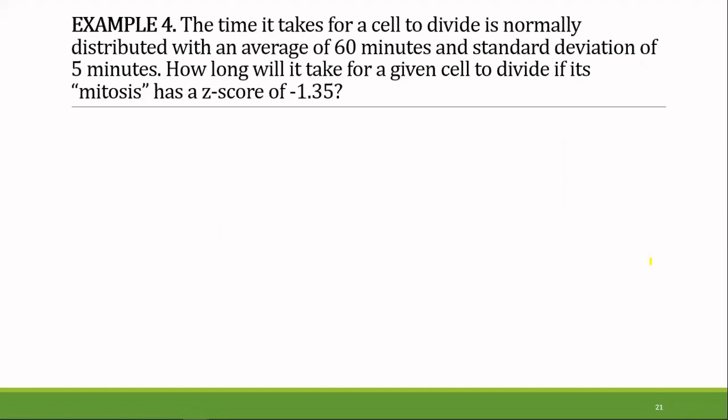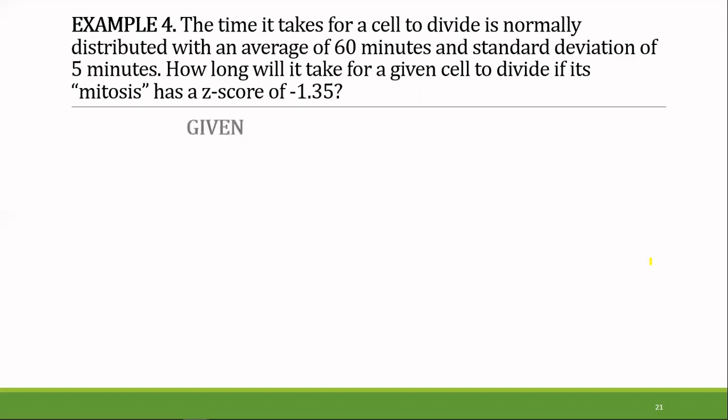So example number 4. The time it takes for a cell to divide is normally distributed with an average of 60 minutes and standard deviation of 5 minutes. How long will it take for a given cell to divide if its mitosis has a z-score of negative 1.35? I guess this is the meiosis and mitosis in biology.